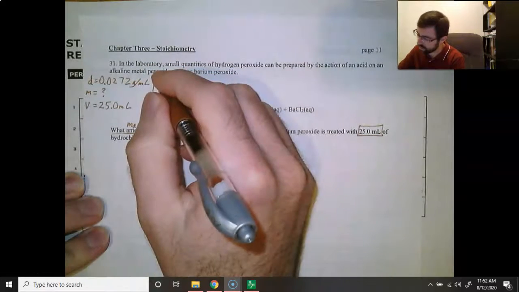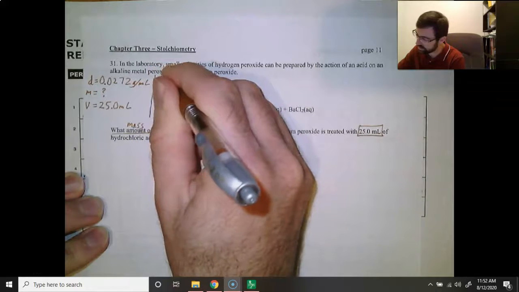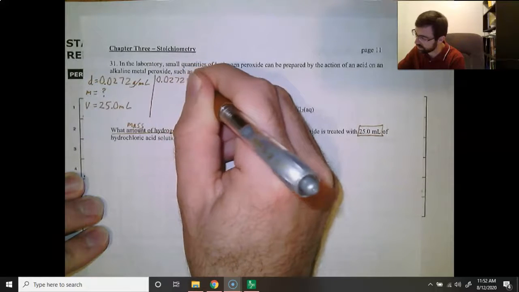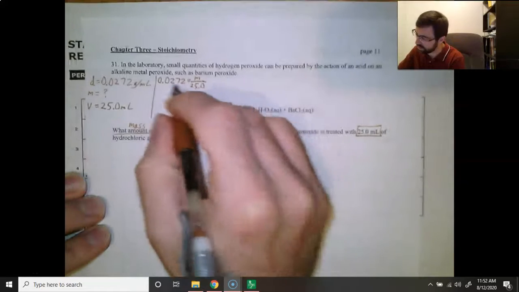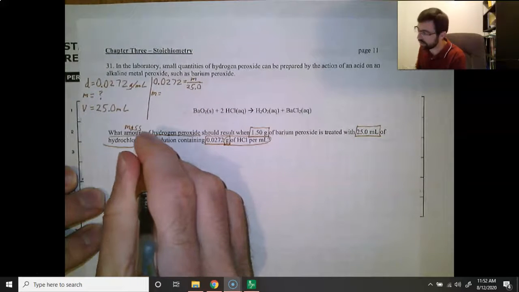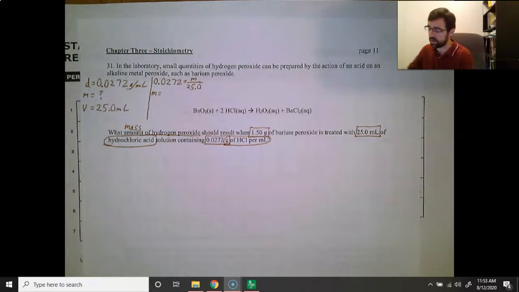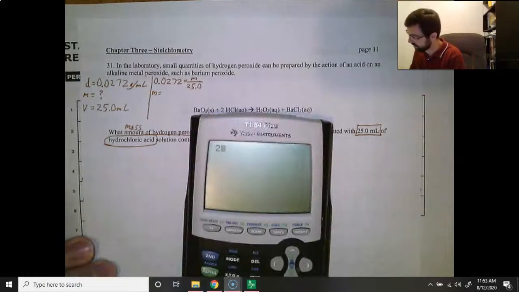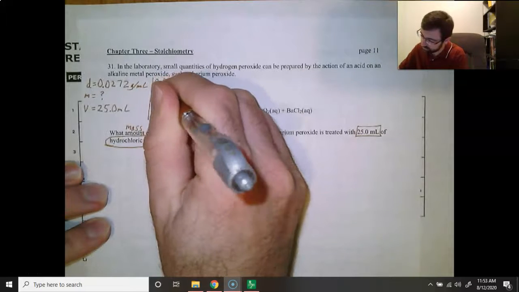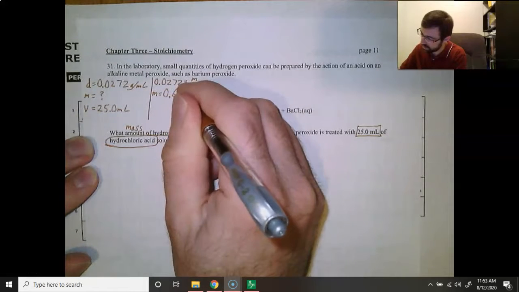So density equals mass over volume. I've got 0.0272 equals m over 25.0, right? And I could cross multiply so that m, the mass, and this is the mass of hydrochloric acid, just remember that's what we're looking for, the mass of HCl, can be found by multiplying 25.0 times 0.0272. If we do that, you get 0.68. That's my mass, so I'm going to say grams of HCl.